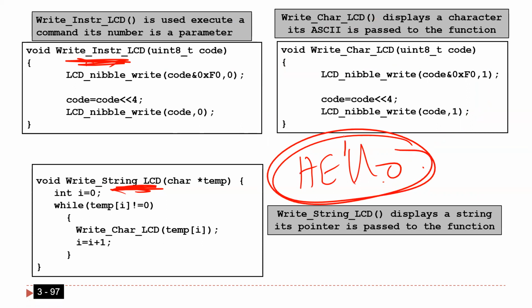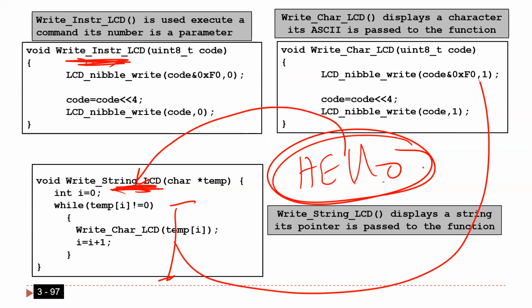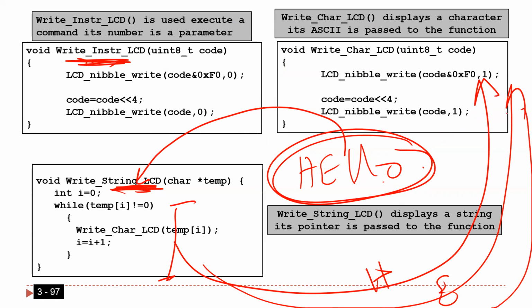So here, I'm going to send hello to this function. This function is going to call this one, send H, and then send E, send L, send O. You got it? So here, you can send the whole string to this function. This function is going to keep calling this function to send character by character, because this is how the LCD works. The LCD, you have to display one by one, character by character. But just to make programming easier for me, I created another function to display a string.